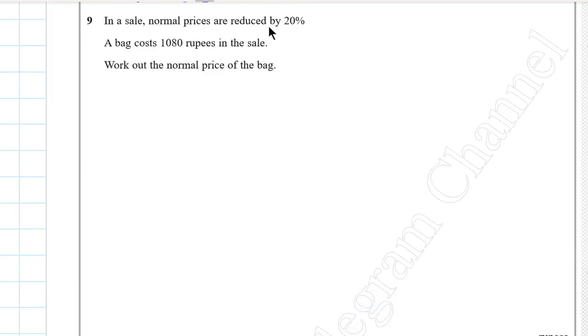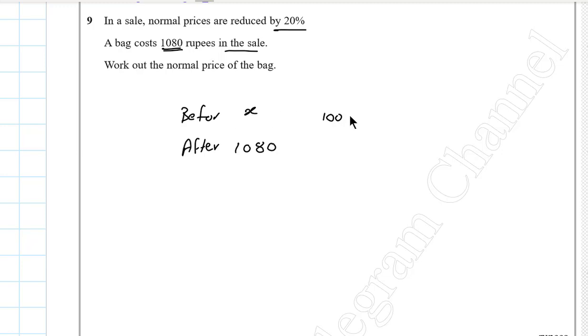Question 9. In a sale, normal prices are reduced by 20%. A bag costs 1080 rupees in the sale. Work out the normal price of the bag. It's a very easy question, and we will write before sale and after sale. The most important question will be whether this price is before or after. A bag costs 1080 rupees in the sale, so it's after. We have here 1080, and the required is to know the normal price, which is before the sale. We will call it x.